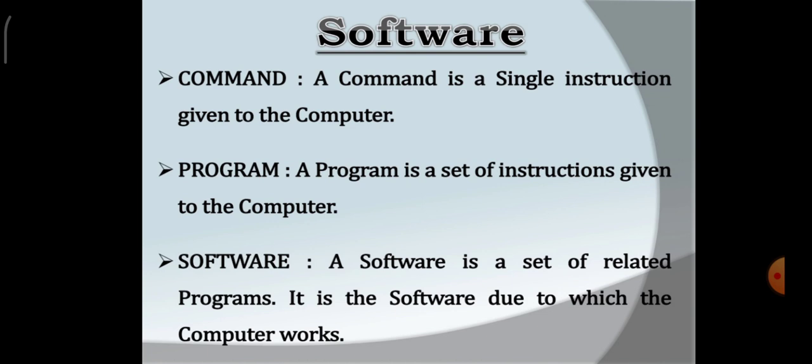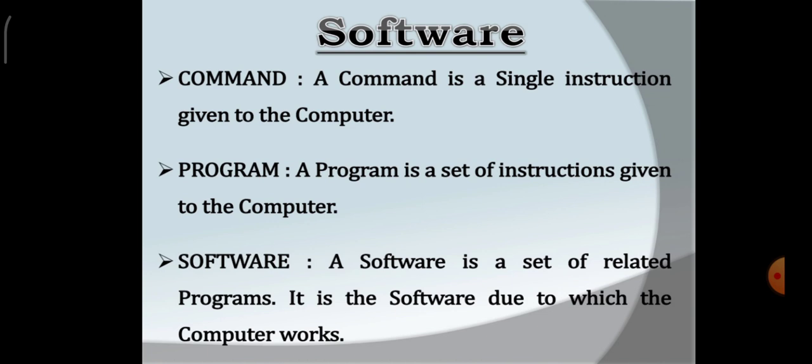But what is a program? A program is a set of instructions given to the computer. For example, addition of two numbers. A is equal to 3, B is equal to 4. Sum is equal to A plus B. Then finally, you will give the printout.